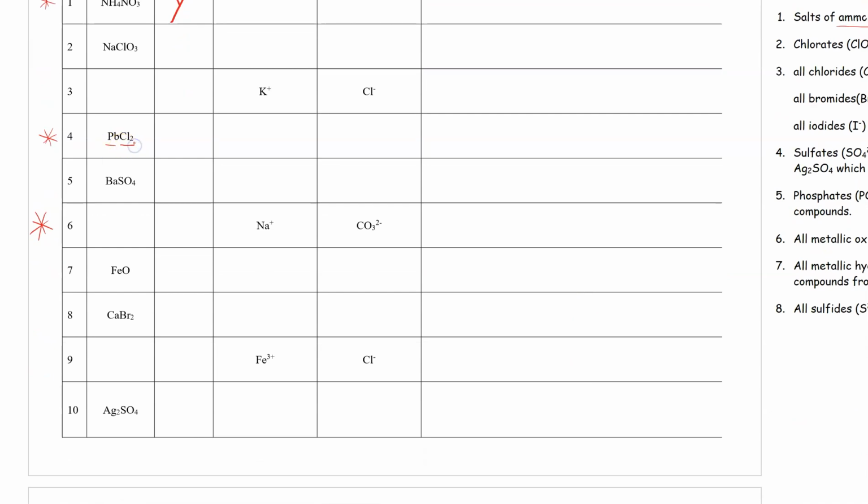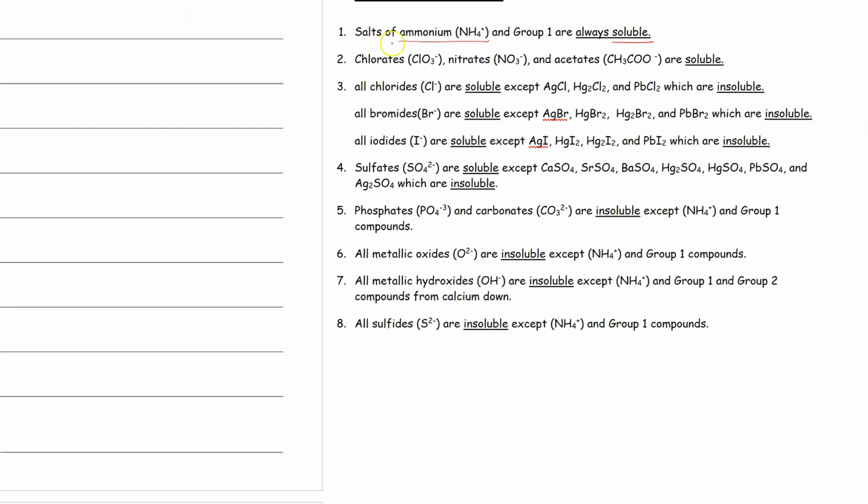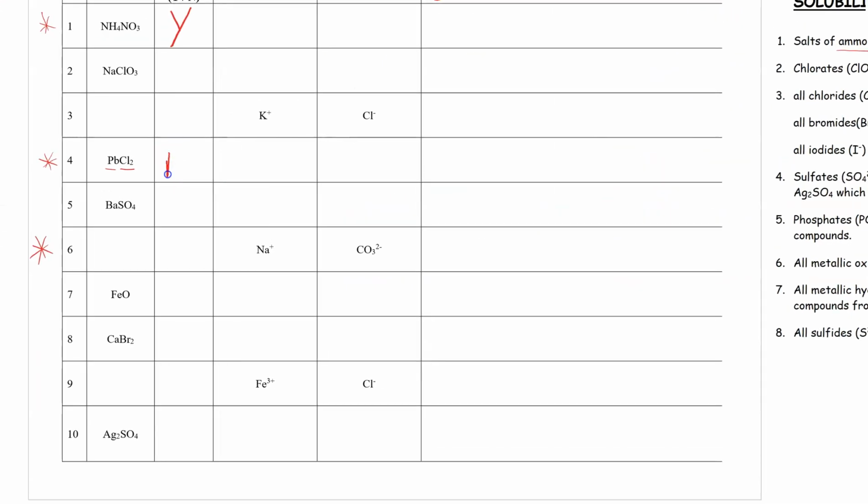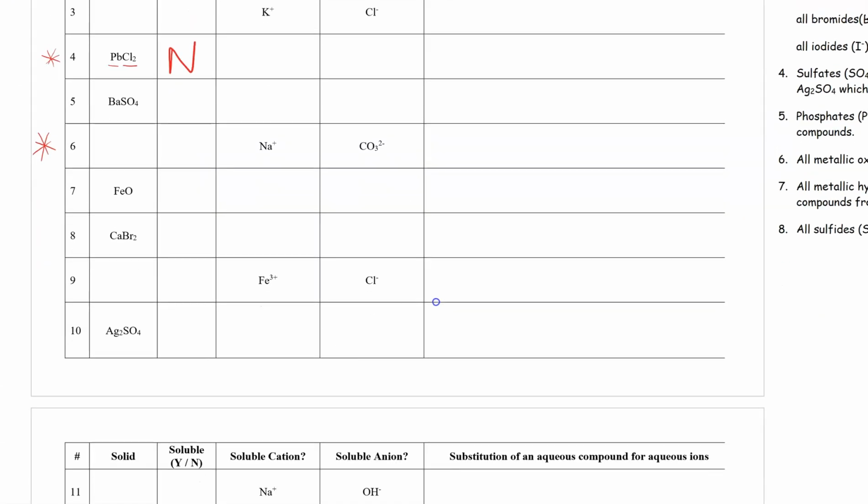Okay. Let's skip down to number 4, lead chloride. What I'm doing here is I'm either looking for a category that's just lead, or I'm looking for the chlorides. So it's not in number 1, it's not in number 2, number 3. All chlorides are soluble except silver, mercury, and lead, which are insoluble. Therefore, our lead chloride is not soluble. Let's scroll down to number 6.